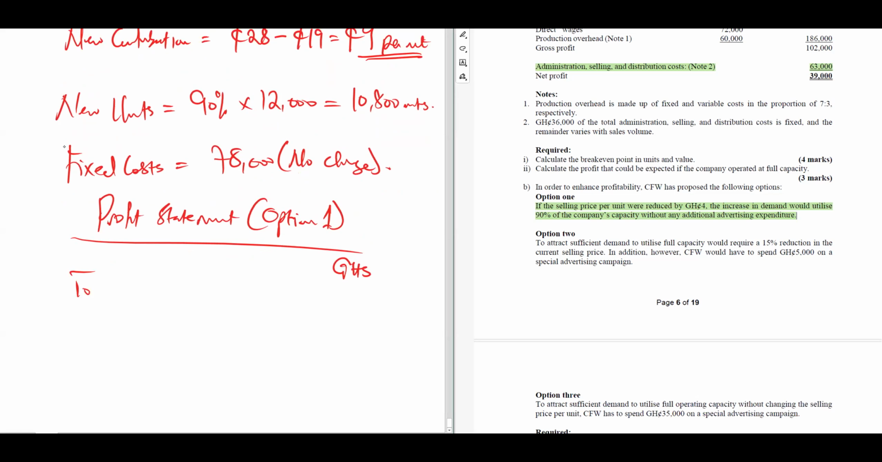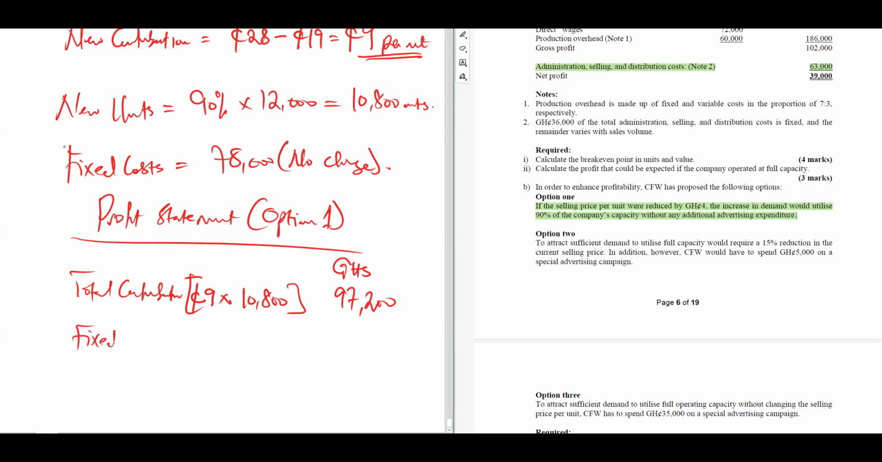So what's our total contribution now? You know that our contribution was now 9 cedis per unit, right? Just multiply by the total number of units we are selling now, which is 10,800. What becomes our total contribution? That's 9 by 10,800, not so? 97,200. Then we less what?